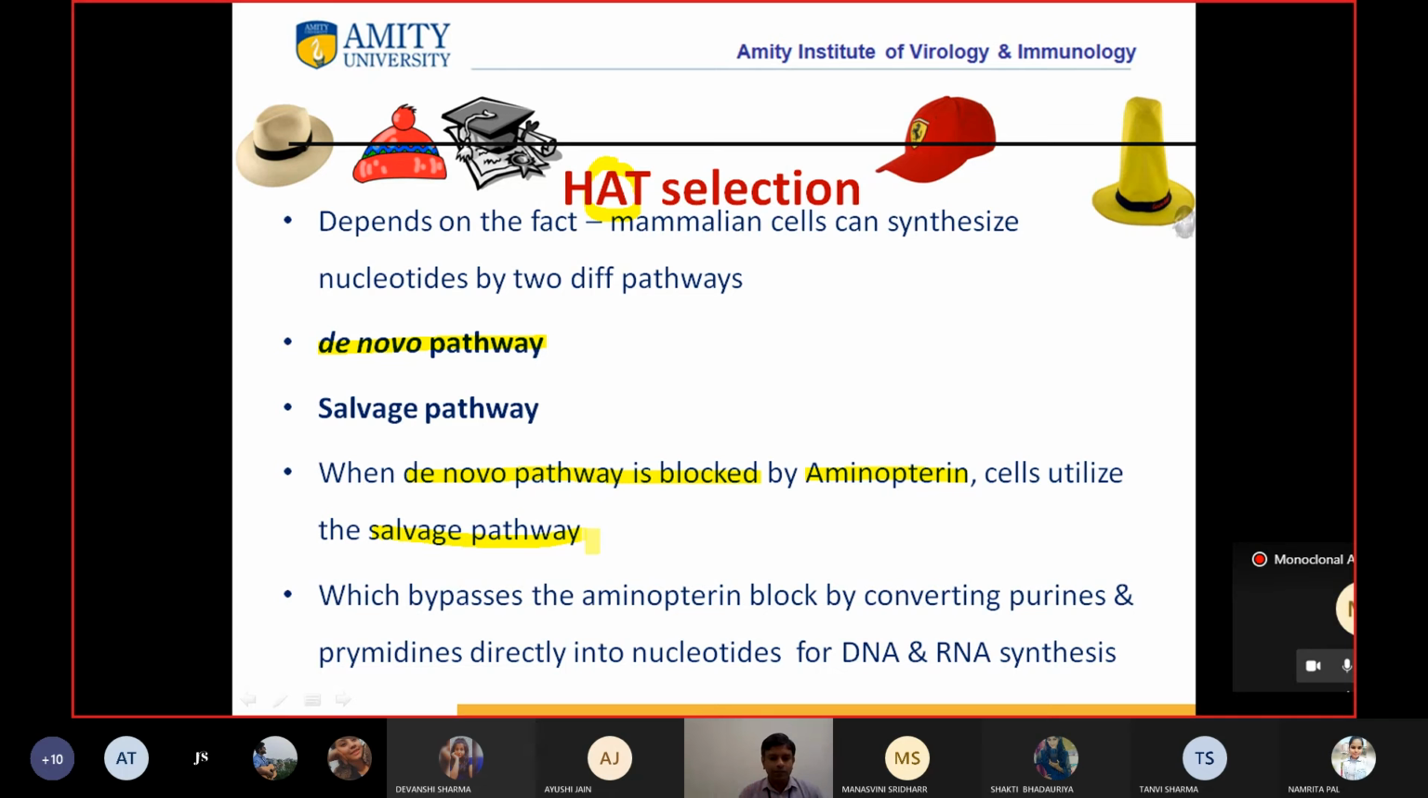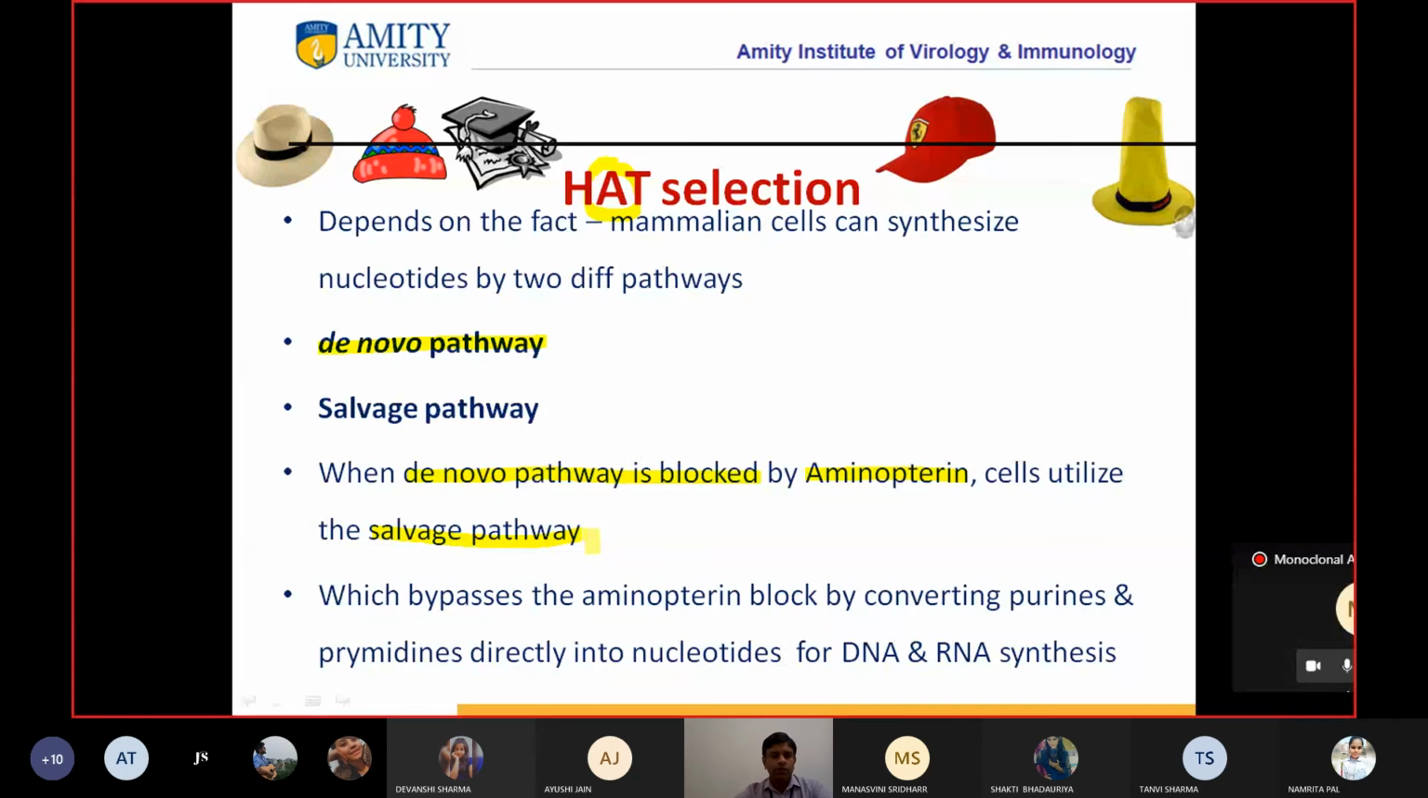Clear till this point? So there are two pathways for nucleotide synthesis. One is the de novo pathway, one is the salvage pathway. I don't know if you have read these two pathways in biochemistry; if you have, it is good. But even if you have not, at least you should remember these two names. So I have already told what aminopterin does. It blocks the de novo pathway, so the cell will now utilize the salvage pathway.